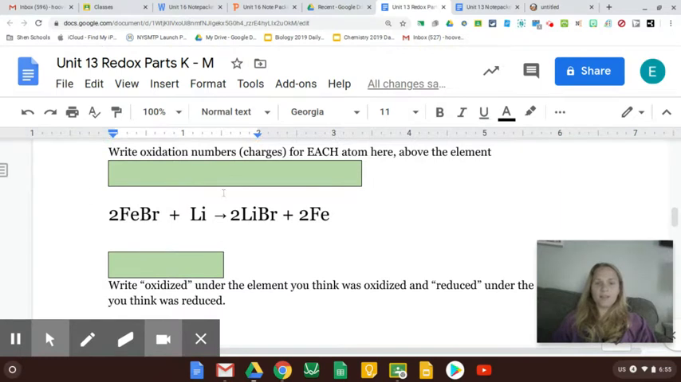And then there's another example that I would like you to do yourself. So again, assign the oxidation numbers up here. Remember, the loners are zeros. And then down here, write who got oxidized and who got reduced. All right, good luck.